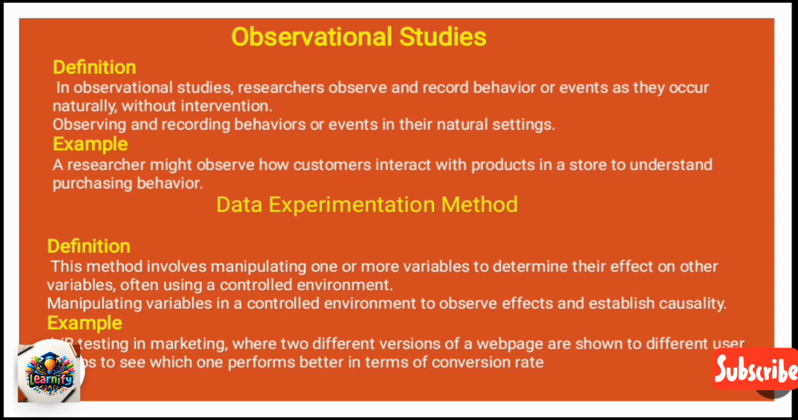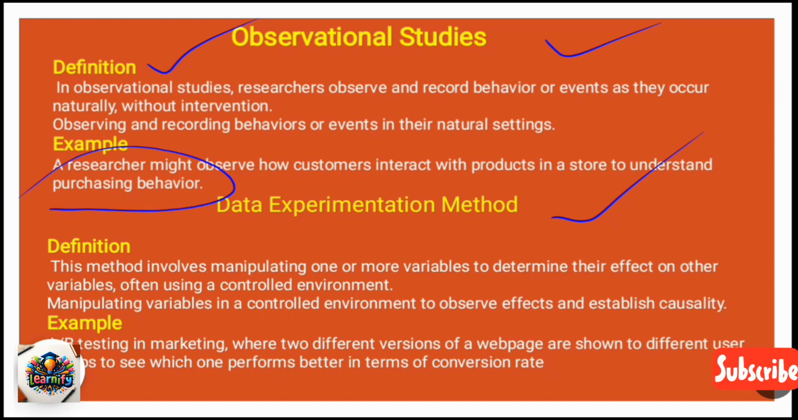So here we have two types of primary data collection. First one is observational studies and second one is the data experimentation method. Firstly, observational studies. Researchers observe and record behavior or events as they occur naturally, without intervention, in their natural settings. For example, a researcher might observe how customers interact with products in a store to understand purchasing behavior.